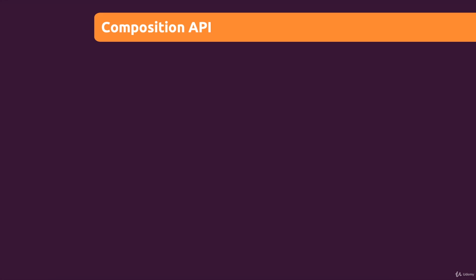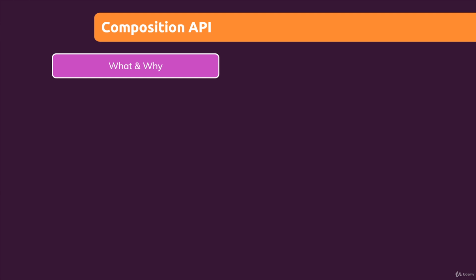Now that's it for this very thorough introduction to the composition API. We're going to see more of it throughout the rest of the course, but with this module you should have a first thorough idea of what the composition API is about. Well, and what is it about and why do we have it?